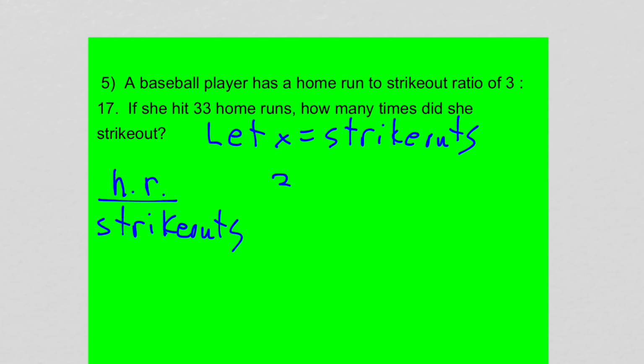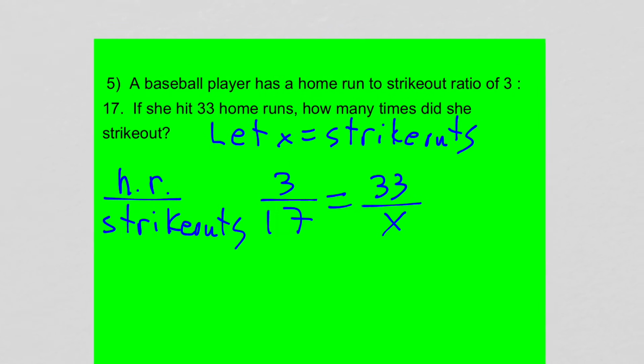So for every 3 home runs, she strikes out 17 times. This girl doesn't take a pitch. She's swinging away all the time. Okay, now it says if she hits 33 home runs, so 33 goes on top because home runs is on top. How many times did she strike out? Well, she struck out X times. That's what we're trying to find out.